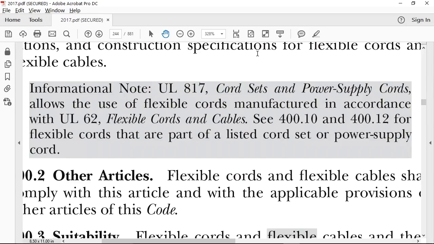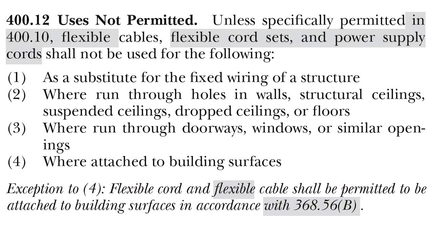Because if we go to the code book, UL 87 applies to cord sets, which is extension cords, and power supply cords. UL 62 applies to flexible cords and cables. But the 2017 made a mistake and they removed the word flexible cords. So if we read this rule right now, none of this applies to flexible cords because they specifically removed it.